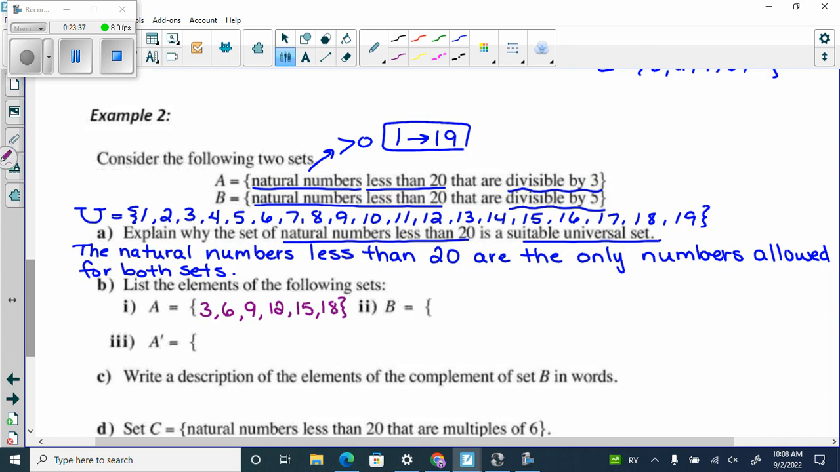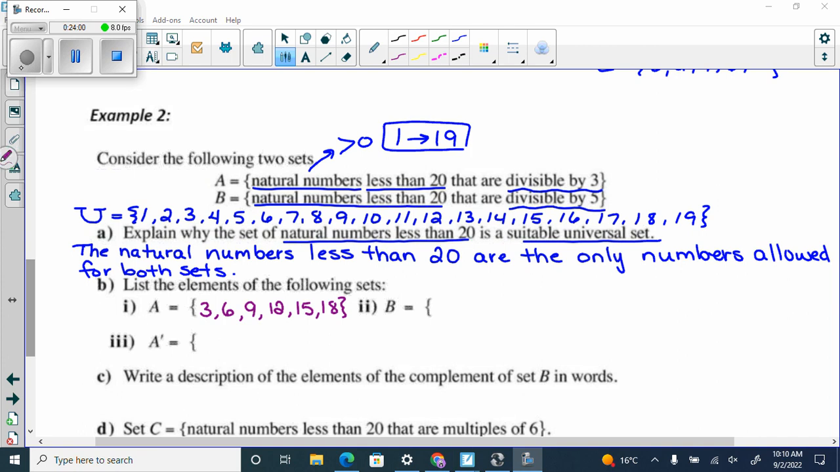Then I'm going to have you do B. B are the numbers less than 20, natural numbers less than 20 divisible by 5. And then I want the complement of A. What's the complement of A? The opposite of A. So all the numbers in the universal set that are not in A. So I'm going to get you to do B and the complement of A, and then you have to talk to someone beside you and see if you have the same answers. Okay? Try it out.